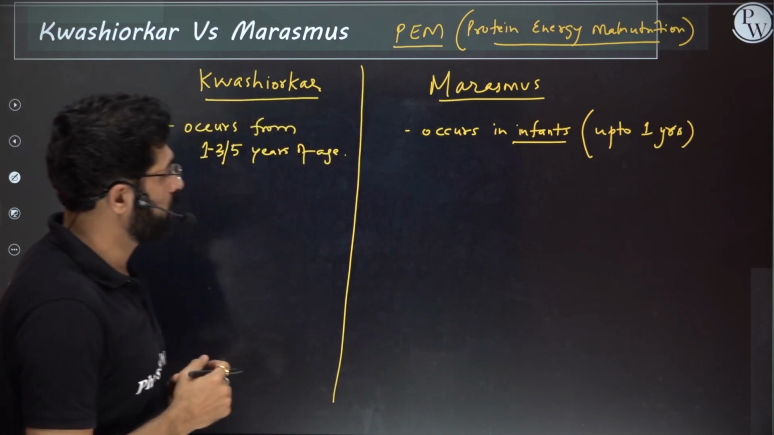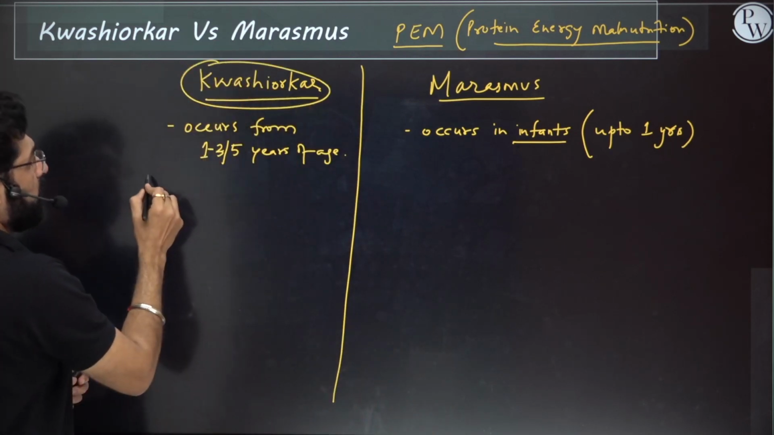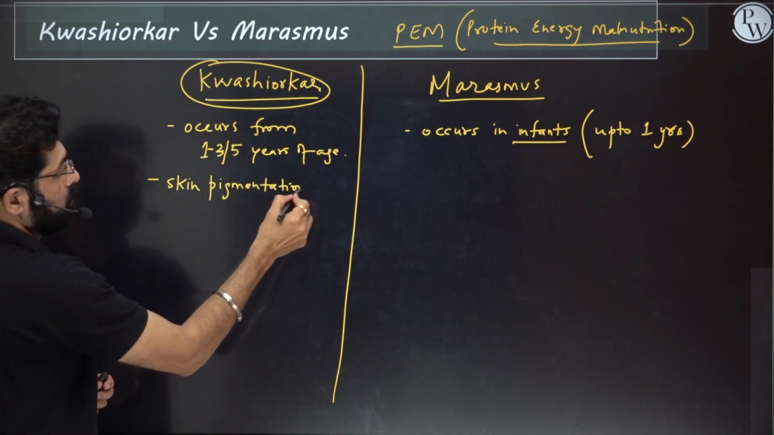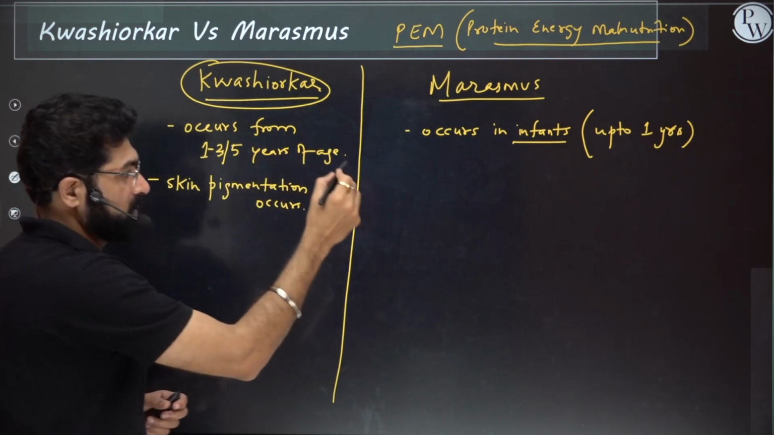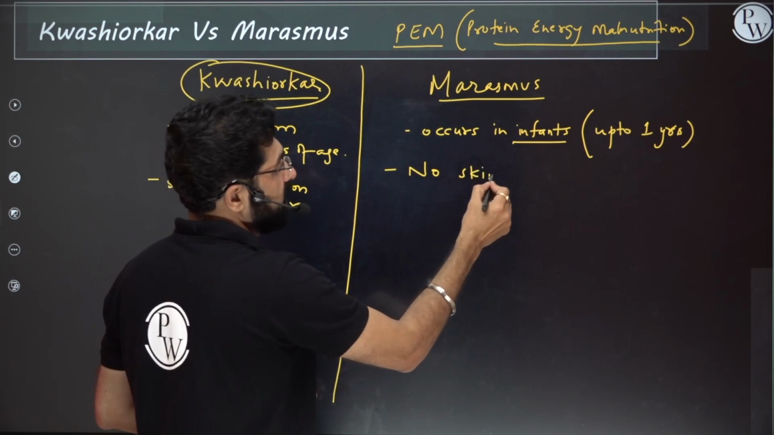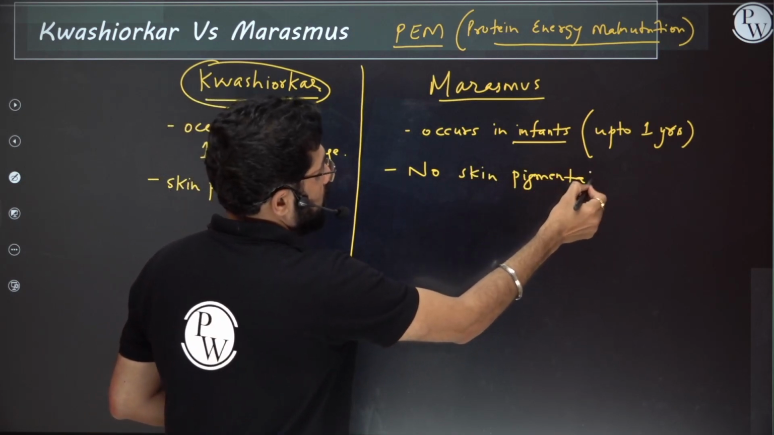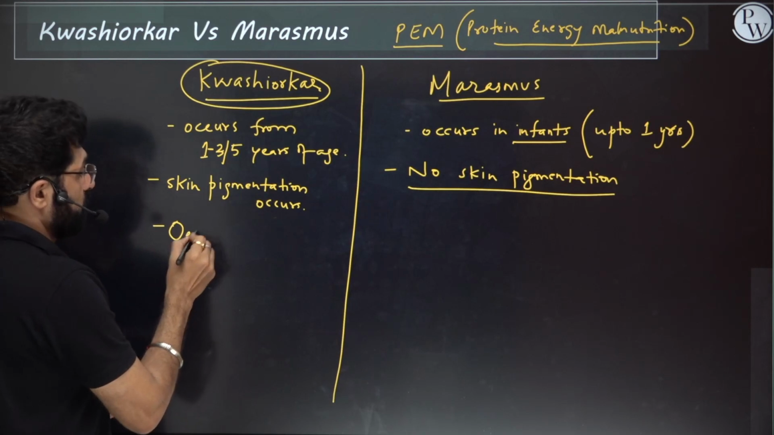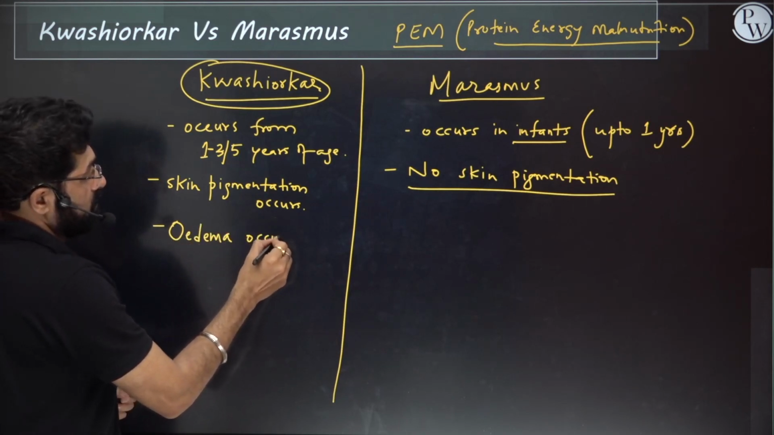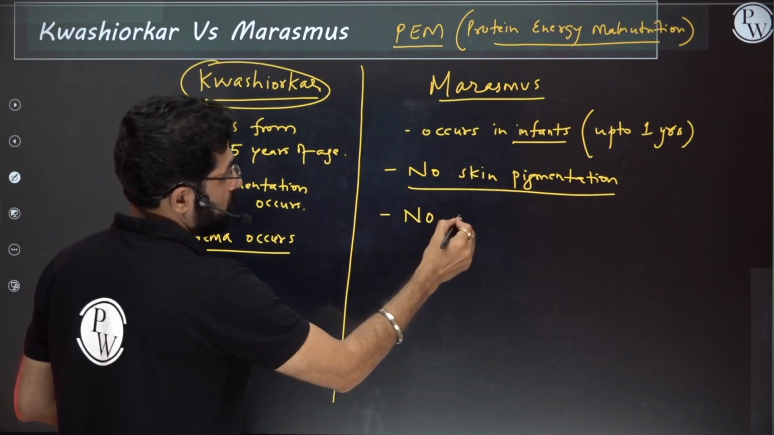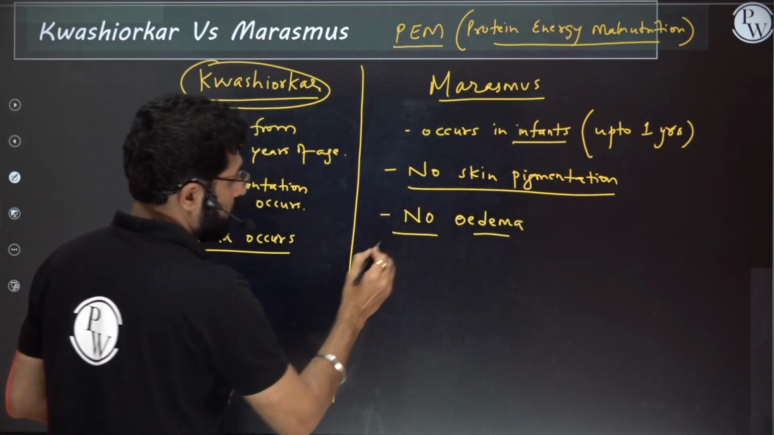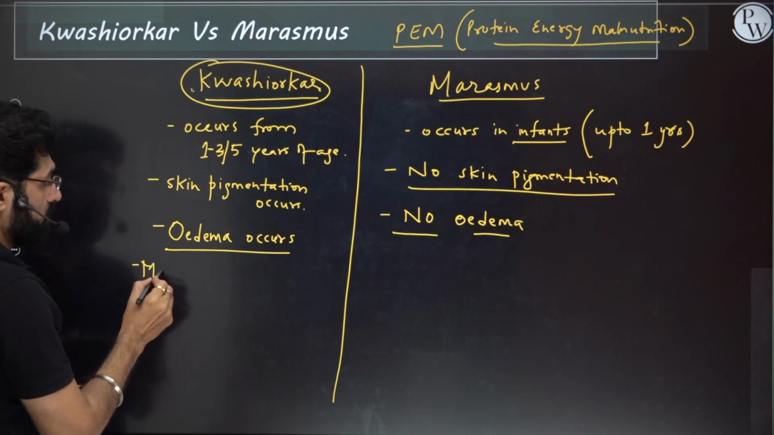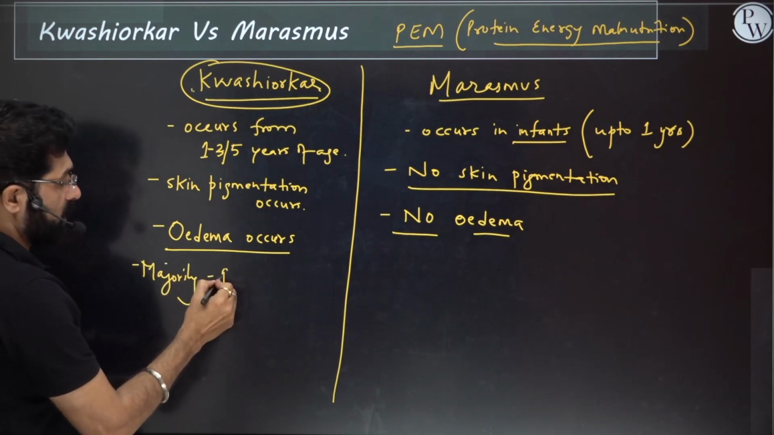Now, in kwashiorkor, skin pigmentation occurs, which is not occurring in marasmus. So it has no skin pigmentation. Please remember this. Now the question comes, in which case will you find edema occurring? Edema occurs here. Here it is no edema. Actually, why does edema occur? Because it is exclusively protein deficiency. So majorly it is protein deficiency only.